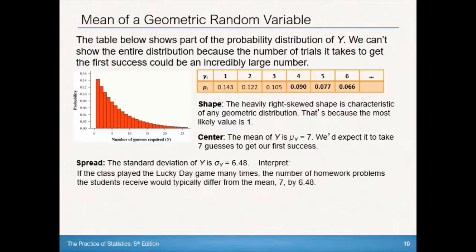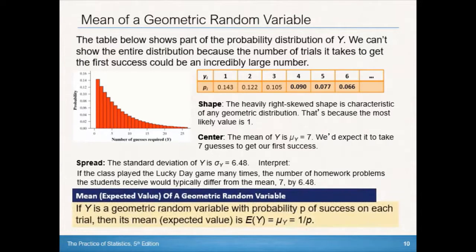If the class played the Lucky Day game many times, the number of homework problems the students would receive typically differs from the mean of 7 by about 6.5. And the mean really is just 1 over p. So the probability of guessing correctly on any individual guess is 1 out of 7, so we would expect it to take about 7 tries on average if we played this game many, many times.